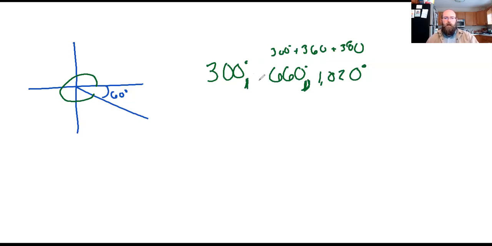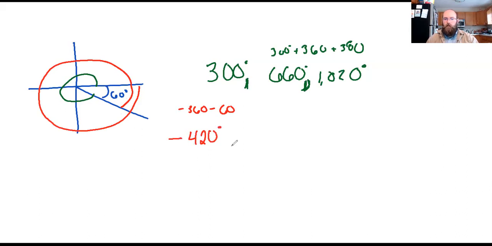Then I have the negative versions of all these angles, right? So I have a negative 60 here. Another spot that's coterminal, or ends in the same spot, is a negative full circle, which is 360, plus another 60 degrees. So negative one full loop, and then negative another 60 degrees. That gets me negative 420. Then I could subtract 360 again, and that's going to be negative 780, I believe. And of course, the trend keeps going.